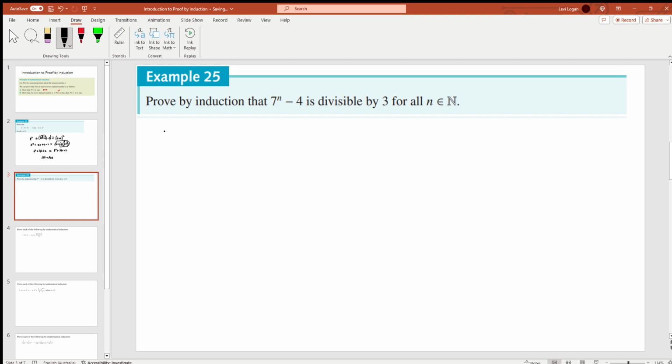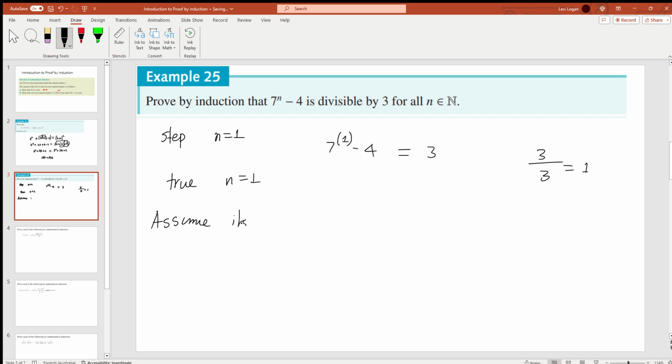So we go step 1, n equals 1. So then you're going to have 7 to the power of 1 minus 4, and that's going to give us 3. 3 divided by 3 is 1, so therefore it's true for n equals 1. Step 2 is you're going to assume it's true and let n equal k. And then you have to define the set that k is in, so k belongs to the natural numbers.